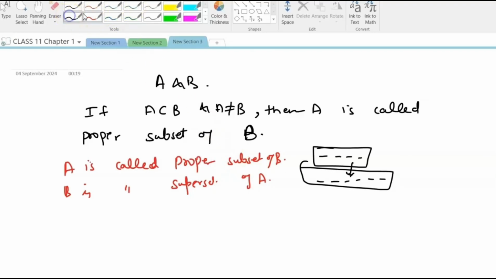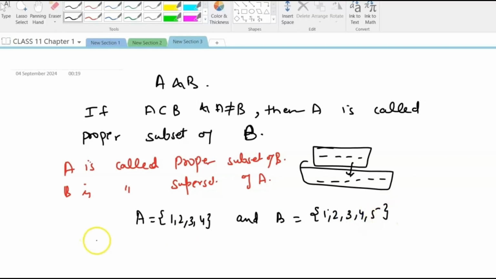For example, suppose A is equal to {1, 2, 3, 4} and B is equal to {1, 2, 3, 4, 5}. Then we can see that each element of set A is also an element of set B, but A is not equal to B because there is more elements. So this means that A is a proper subset of set B and B is the superset of set A.